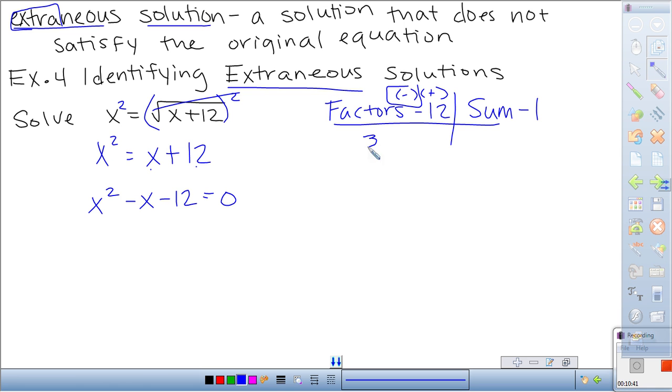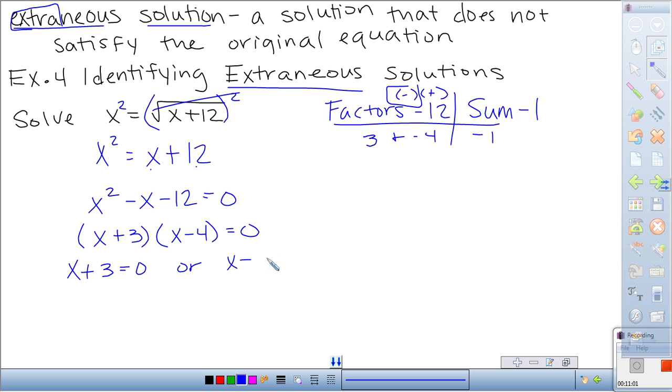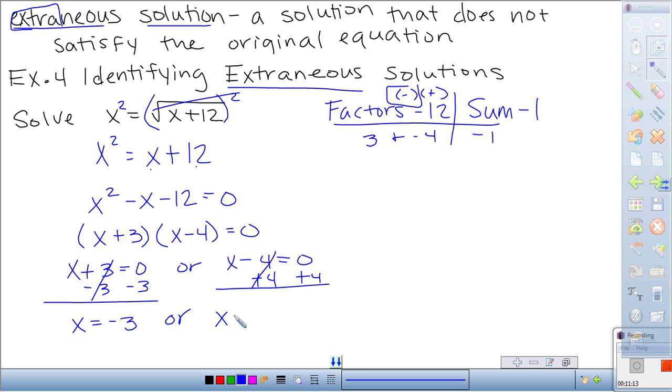3 and negative 4, though, 3 times negative 4 is negative 12. If you add them, you get negative 1. So I'm going to use 3 and negative 4 as my factors. So that's x plus 3 times x minus 4 equals 0. And then to solve, simply split it up. X plus 3 equals 0, or x minus 4 equals 0. Subtract 3 from both sides. So x equals negative 3, or add 4 to both sides, and x equals 4.